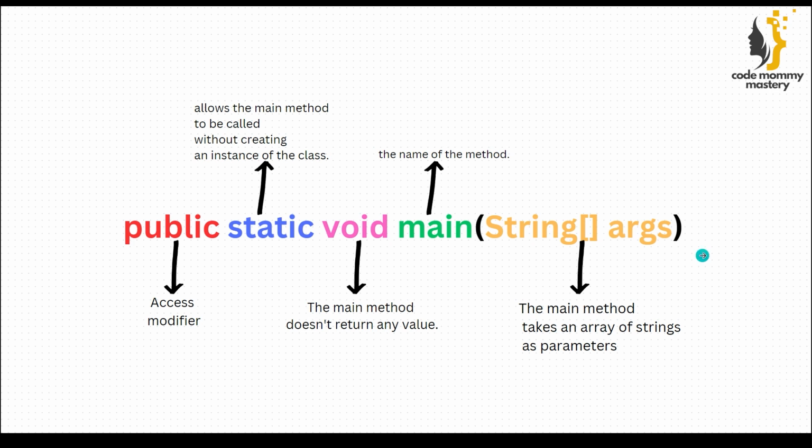So, how does execution flow happen? When we run a Java program, the JVM looks for the main method as the starting point. The code inside the main method is executed sequentially. Without a main method, your program won't be executable.